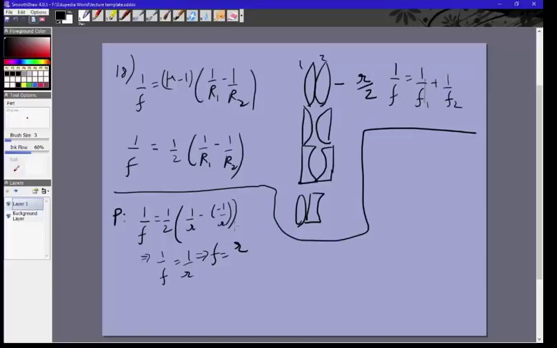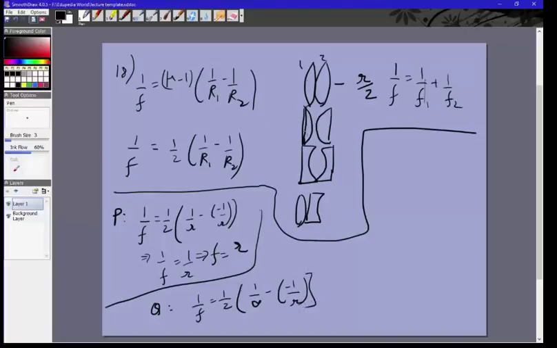Now let's look at Q. In Q, we have 1 by f is equal to 1 by 2 times, now 1 has a radius of infinity and 2 has a radius of minus r. So 1 by infinity minus 1 by r. The whole question here depends on the signs. You have to use the right signs. So this gives me 1 by f is equal to 1 by 2r. Now 1 by 2r is for the first one, so 1 by F1 is 1 by 2r. What is it for the second one?